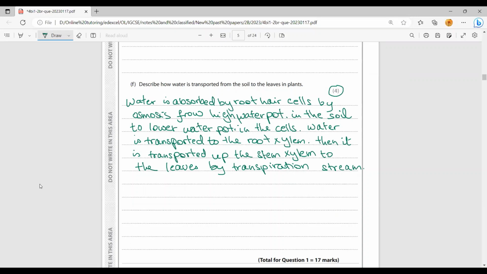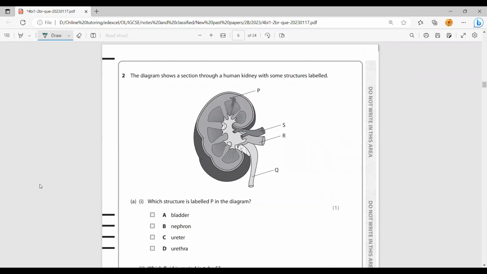Okay, let's continue. The diagram shows a section through a human kidney with some structures labeled. Which structure is labeled P in the diagram? And the question is for Eyad. What is P, Eyad? Yes, Eyad. Yes, miss. What's P?